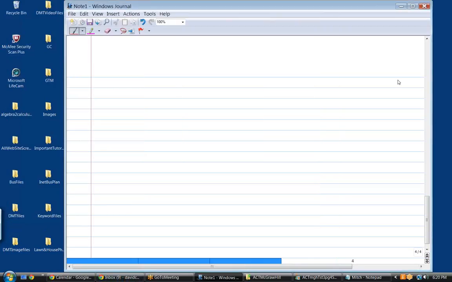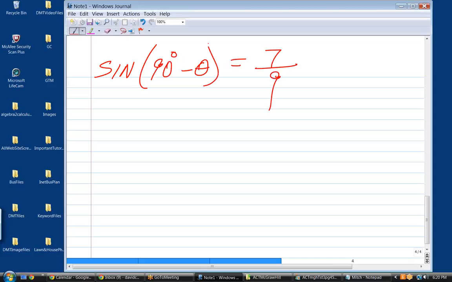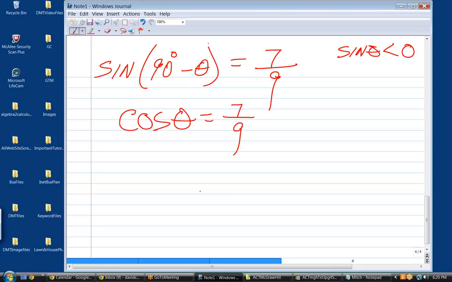So, do you have another one you can verbalize? Yeah. Go ahead. So, sine of 90 minus theta equals 7/9, and then sine of theta is less than 0. Tell me everything I should do here. The first thing I should do is change that to cosine. Yeah. Now what? What's the next step? Create a triangle.